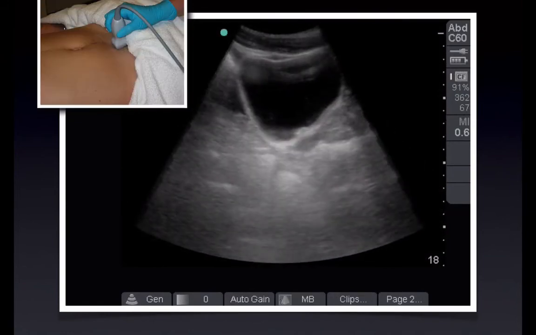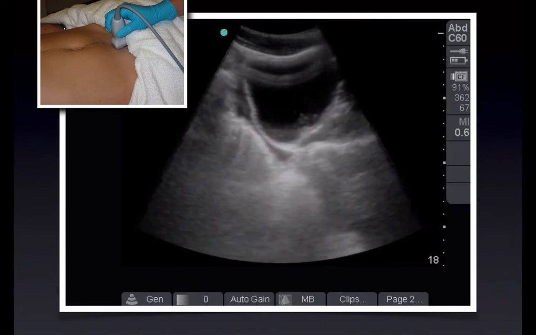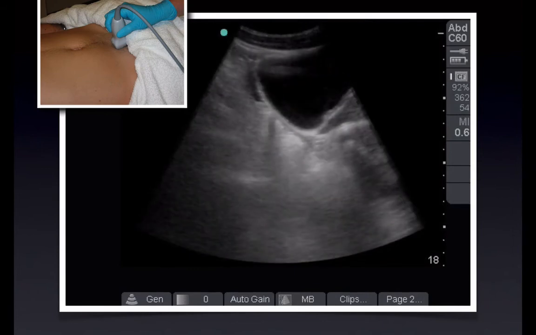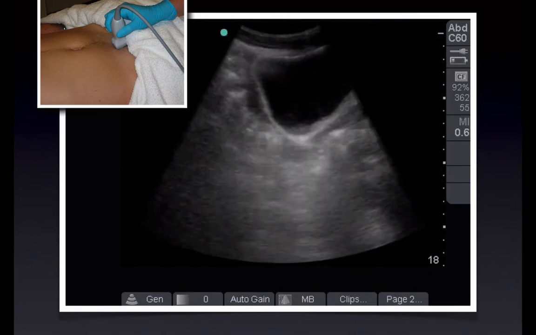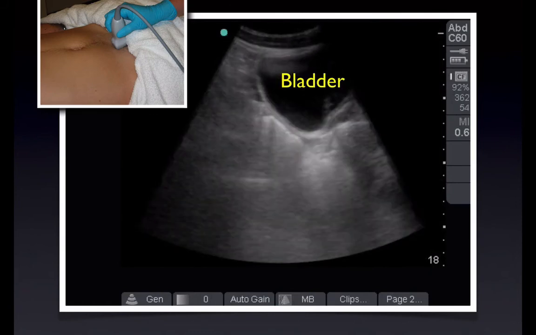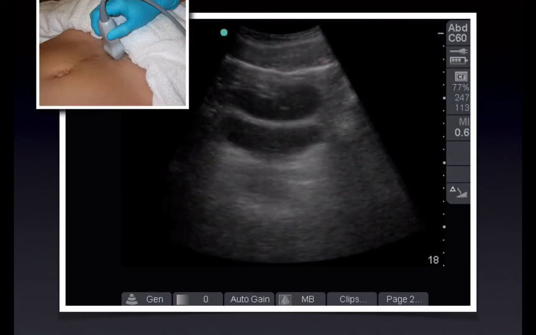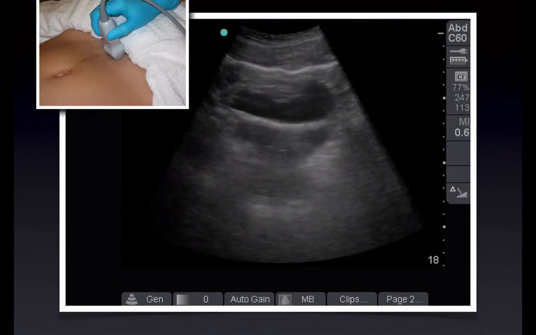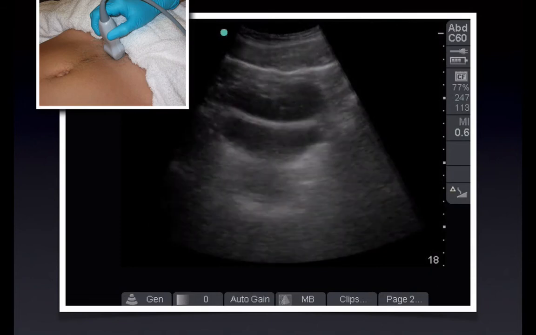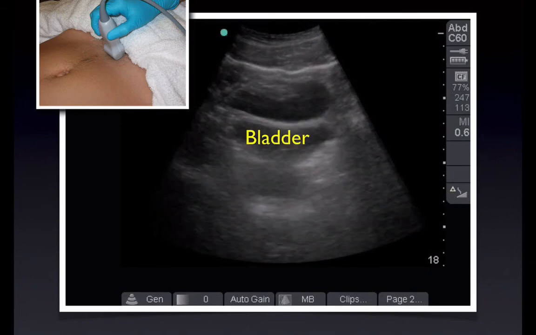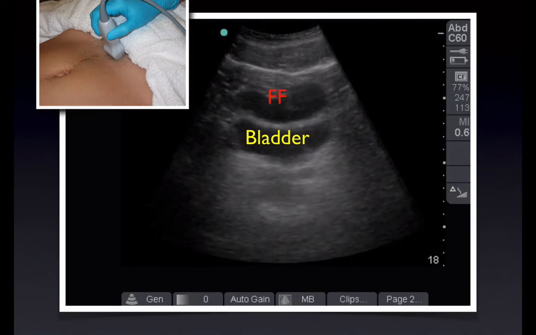And again, this is a sagittal bladder, and if you look carefully when you sweep around, you see the free fluid outside. This is a transverse view. This is what we call the double bubble sign. You only have one bladder. If you see two bladders, one is obviously free fluid.